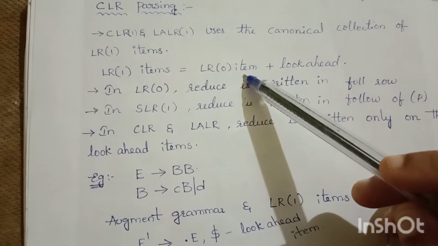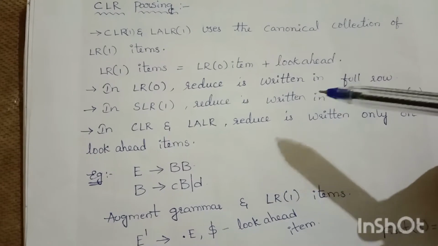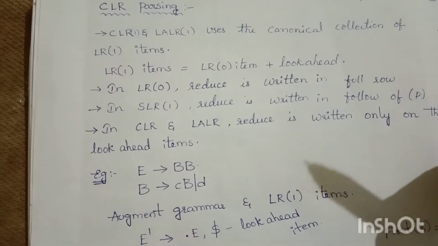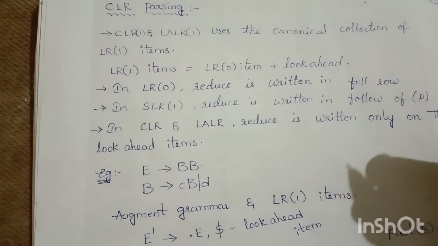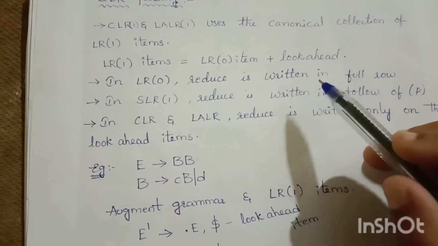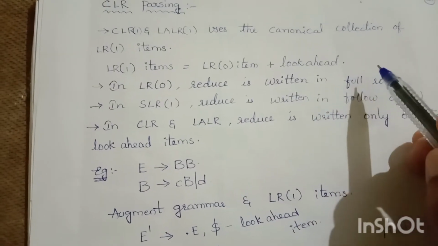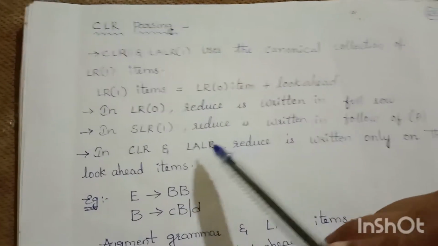An LR0 item is nothing but, in your grammar, adding a dot to the starting of the right hand side of the grammar. Adding a dot to the grammar is called an LR0 item. Along with that, you need to add the look ahead symbol. So we'll see how we'll add the look ahead symbol.